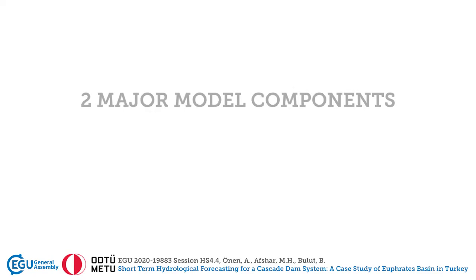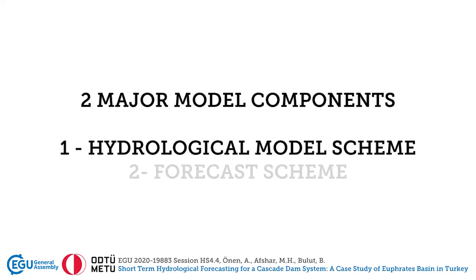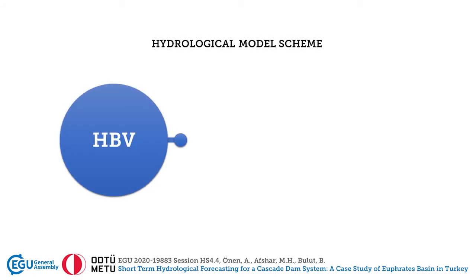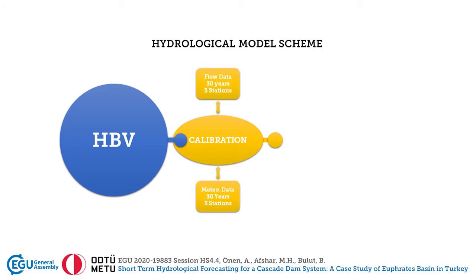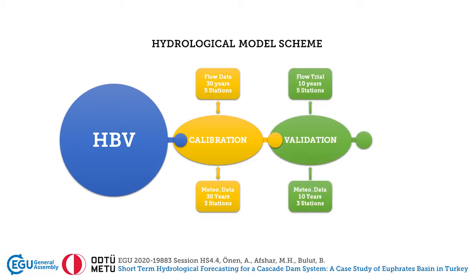Our system has 2 major components, the model scheme and the forecast scheme. As a hydrological model, we have used HBV. As we inspected similar systems, HBV was one of the most used models because of its ease of use and computing speed. We have chosen 5 natural stream gauge stations and 3 weather stations around our basin and calibrated them for a 30-year period. Then we used the same station data for validation for the next 10 years. At the end of this process, we obtained our stream gauge station forecast scheme.